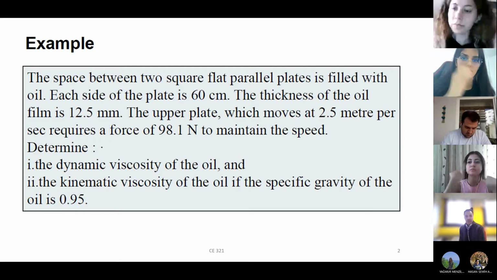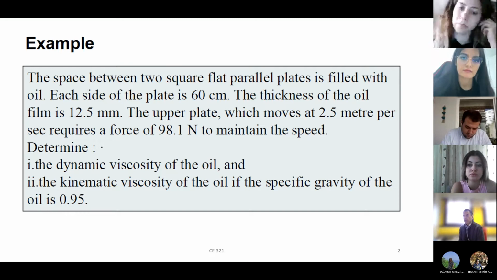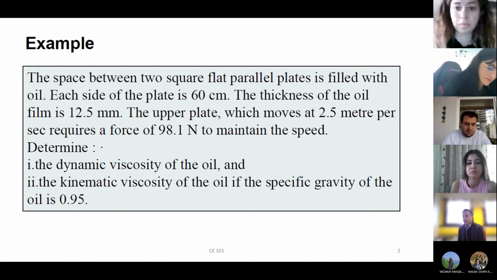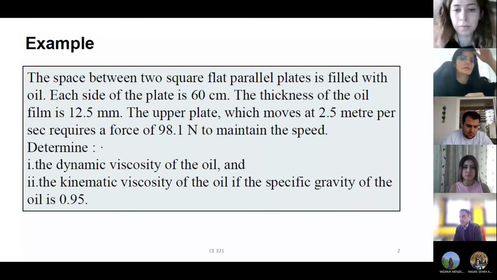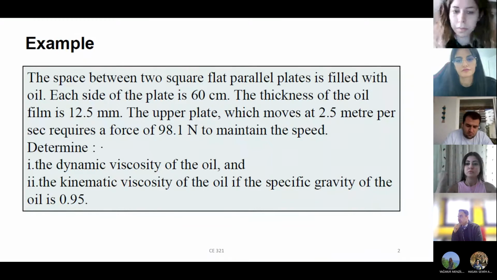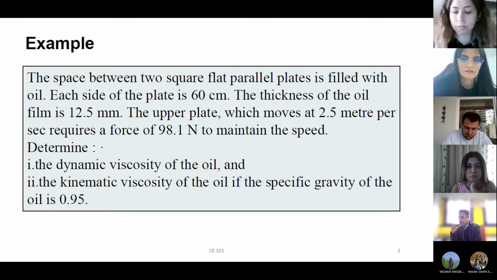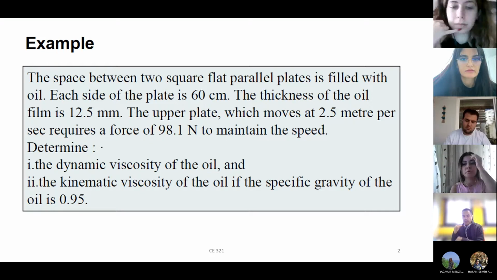This is an example about Newton viscosity law. Definitely you will have one question from this equation in your midterm exam. The question says the space between two square flat parallel plates is filled with oil. Each side of the plates is 60 centimeter. So the thickness of the oil film or oil layer, film here means layer, is 12.5 millimeter. The upper plate, which moves at 2.5 meter per second, requires a force of 98.1 Newton to maintain the speed.